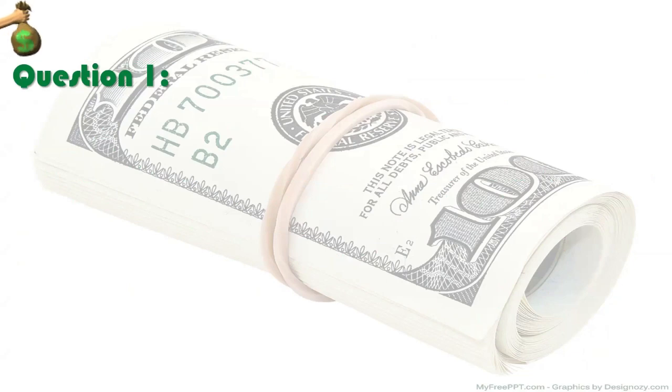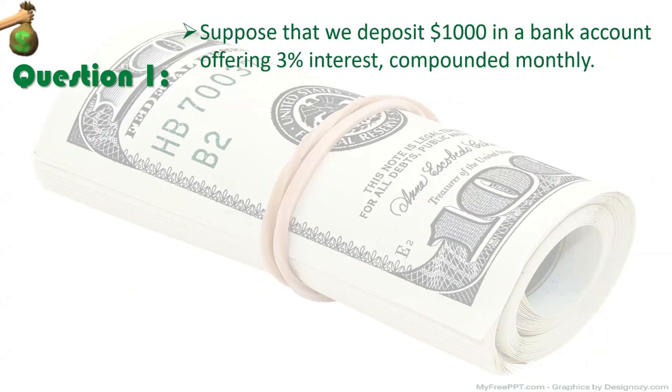Now let's look at question number 1. Suppose that we deposit $1,000 into a bank account, offering 3% interest compounded monthly. How will our money grow? So let's go to the whiteboard and calculate this out. In this question, we're given that we have a deposit of $1,000 in the bank, and that we will call our principal.